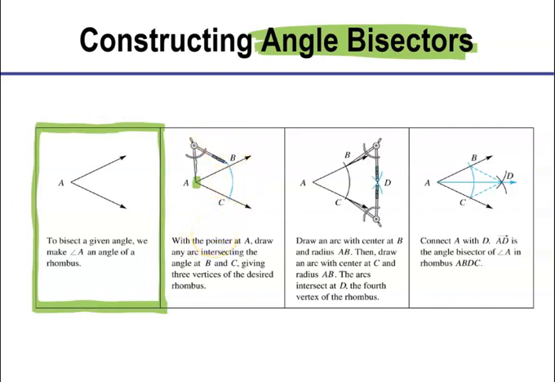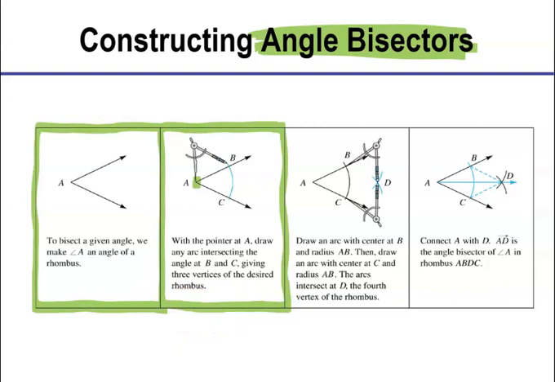And what you're really doing is measuring this angle when you strike the arc. Well, you haven't measured it yet, but you're going to. So you have to strike an arc to be able to measure the angle. So if I read it, it says, with the pointer at A, draw an arc intersecting the angle at B and C, giving 3 vertices of the desired rhombus. So we're creating a rhombus again, and we actually do that for many constructions. You don't have to think about it that way to get the job done.